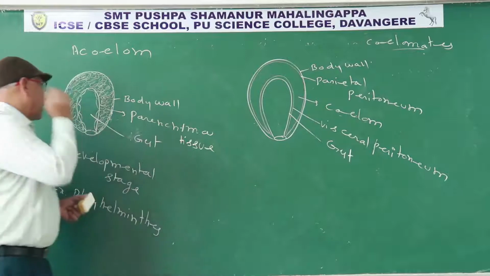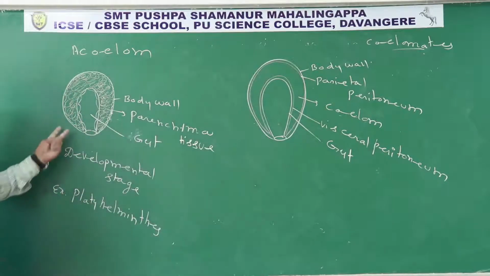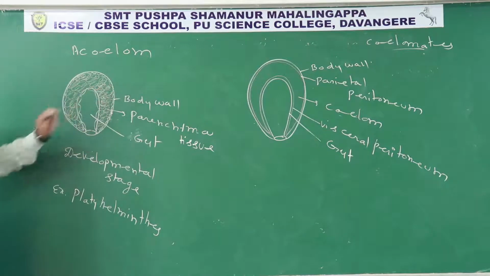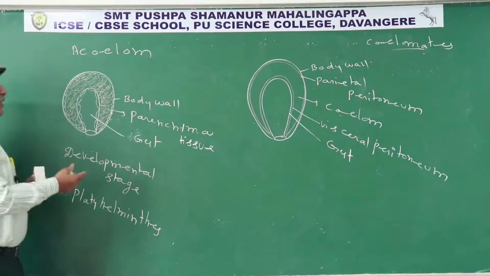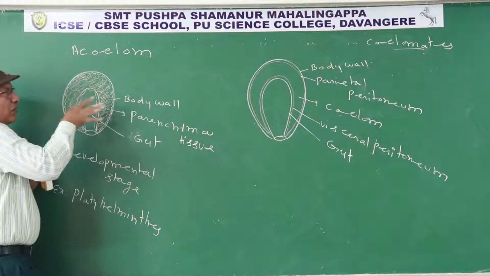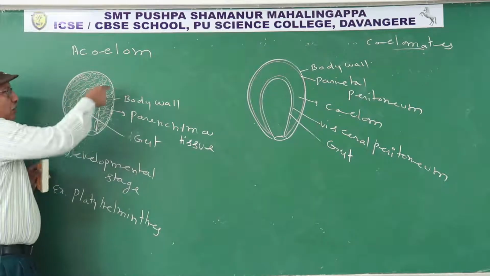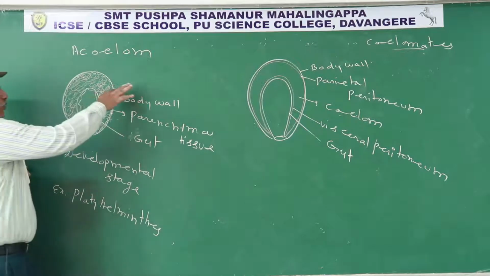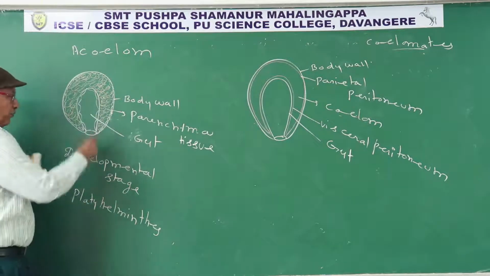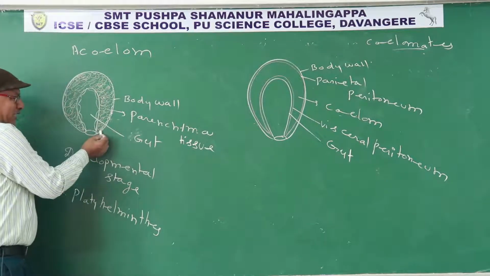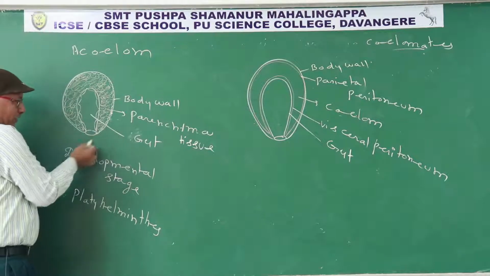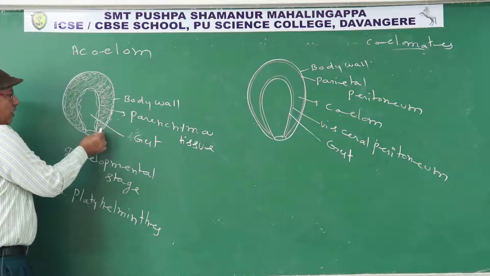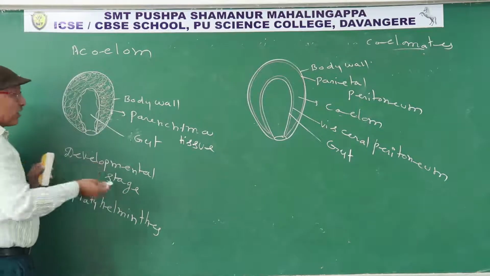Now we discuss acoelom. You already know gastrula stage. In the beginning, outer ectoderm, inner endoderm. Later, as the development progresses, outer body wall, inner alimentary canal. It is the body wall and alimentary canal. So the cells present at the rim of gastrula. Rim means edge of the gastrula. You already know two-layered stage gastrula.